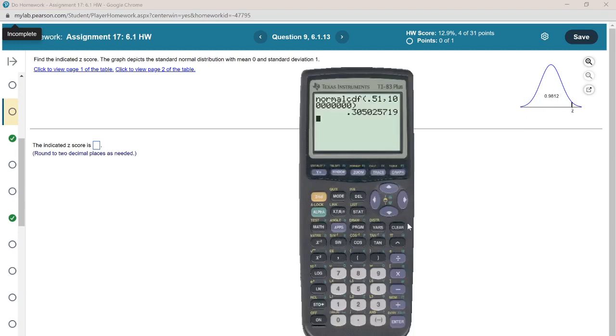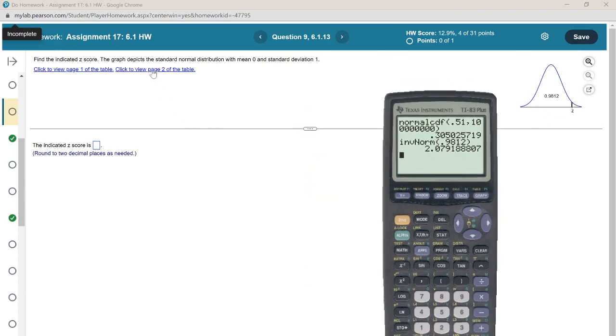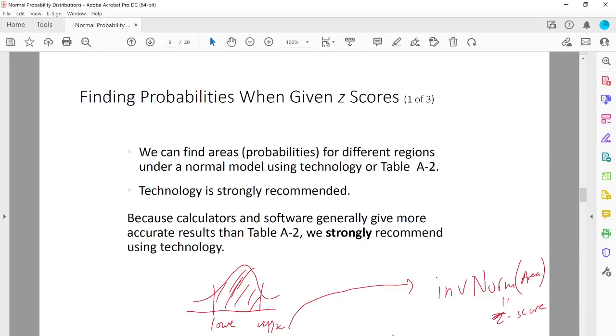There are two ways we can do this. Because we need to find out the Z-score, we can always go second and this variance and number three, which gives you inverse of normal. Inverse norm means it takes the area and it gives you the Z-score. So I'm going to put the area to the left. Always it takes area to the left of that Z-score. Then the answer is 2.079188. That's the Z-score. But you can also find that answer using the table, you know, the table A2 we're talking about here.